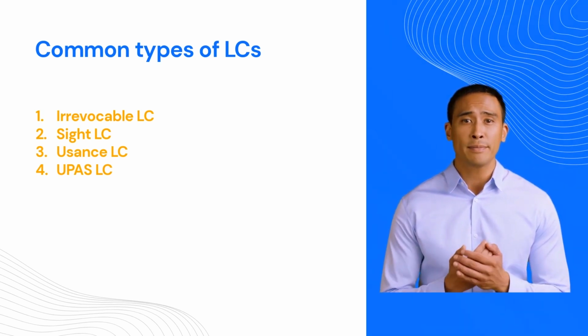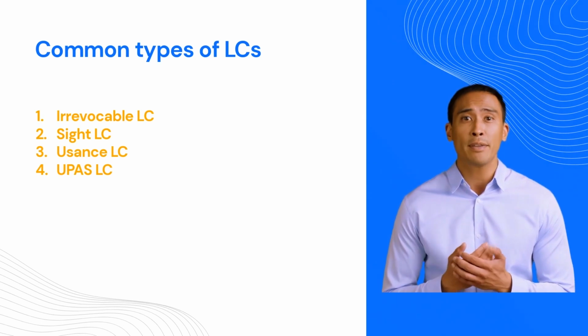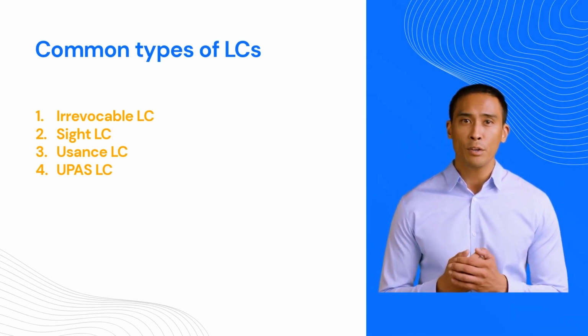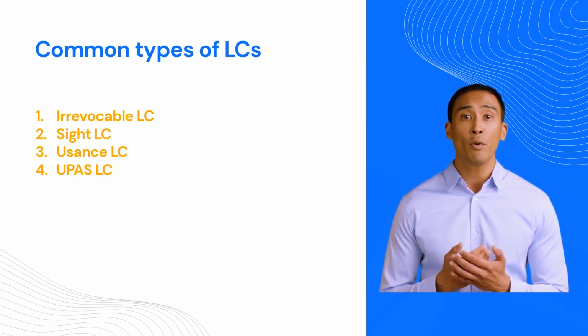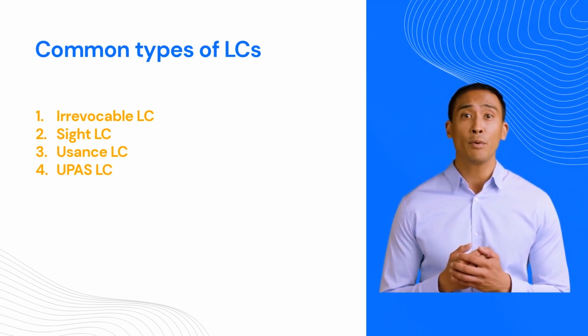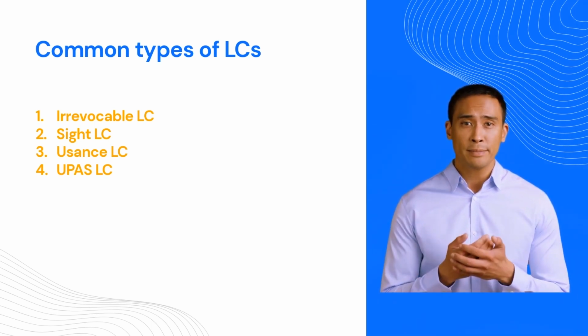On the other hand, usance LC is a type of LC in which payment is made to the beneficiary at a future date, usually after the goods have been shipped or a specific condition has been met. This is typically 30, 60, or 90 days after the bill of lading date.